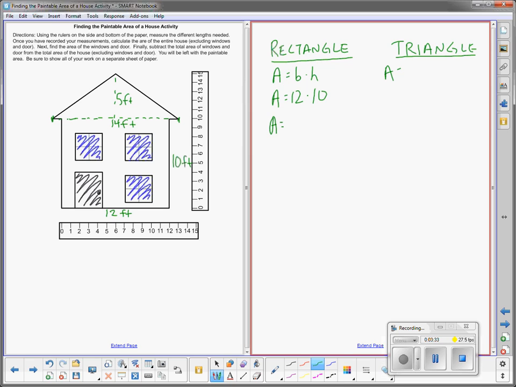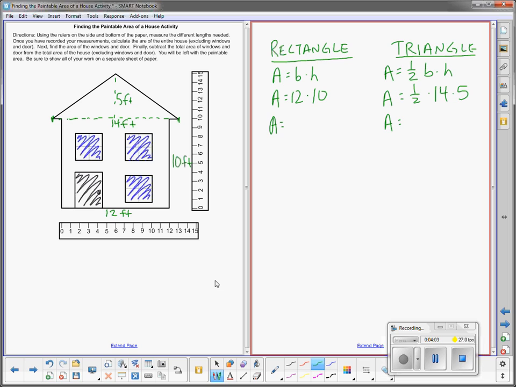Area equals 1/2 base times height, and 1/2 times the base, which is 14, times the height, which is 5. You can finish the rest to find the area of that triangle. Once I have that, I will add the areas of the rectangle and the triangle together to find the total area of the house. That is the total area of the house.